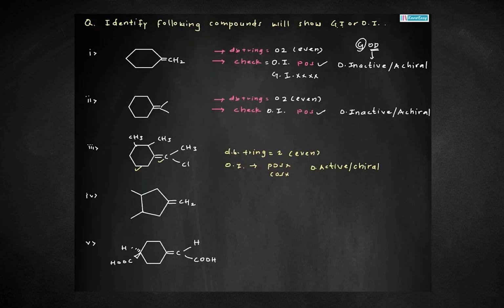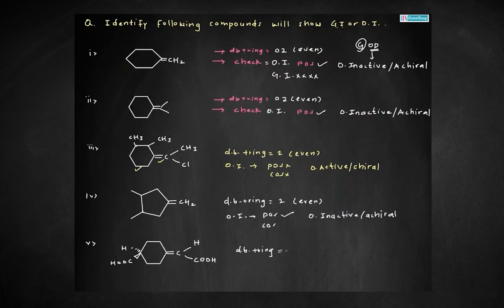Now check the next case. Here the double bond plus ring system will be equal to 2, again an even number. Then check the optical isomerism. Now to check this, first of all see the COS or the POS. Yes, POS is present here, and if the POS is present, the molecule will be optically inactive or achiral in nature.